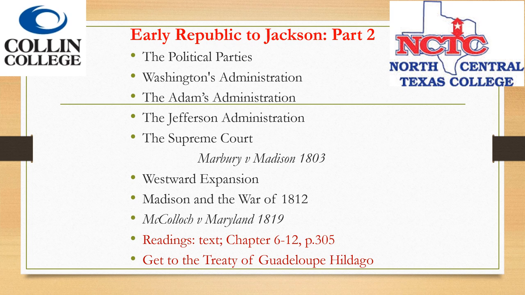So in this presentation, moving forward, we're going to take a look at westward expansion. Then we're going to be done with the Jefferson administration. I'll have a few things to talk about on that. And then Madison, the War of 1812. Then McCulloch versus Maryland. And that'll be the end of early Republic to Jacksonian. After that, it'll be Jacksonian, and I'll have a slide on that at the very end of this presentation.